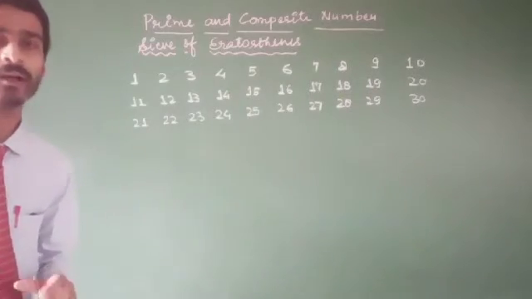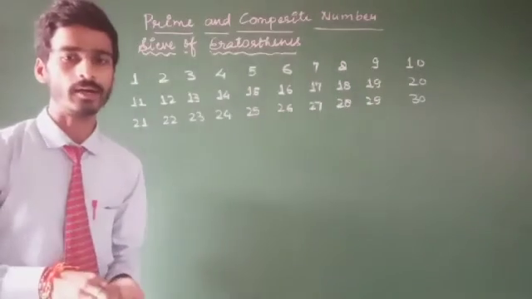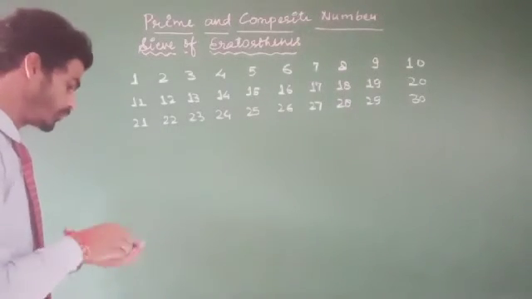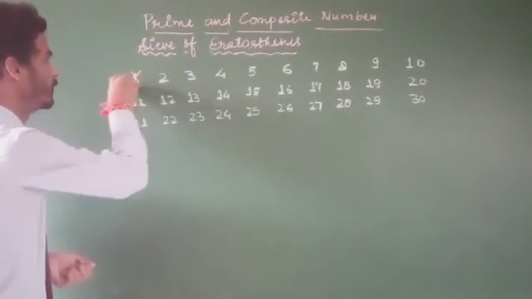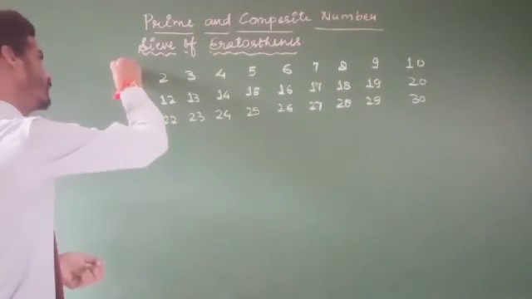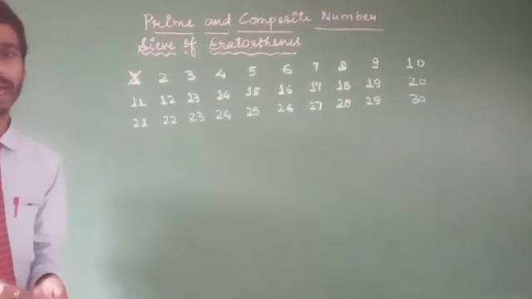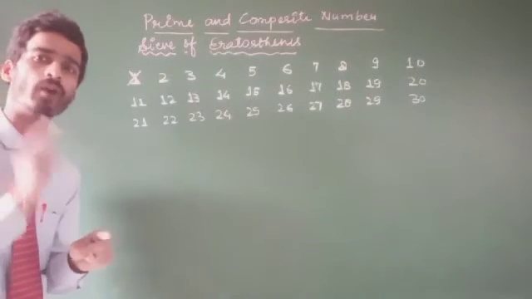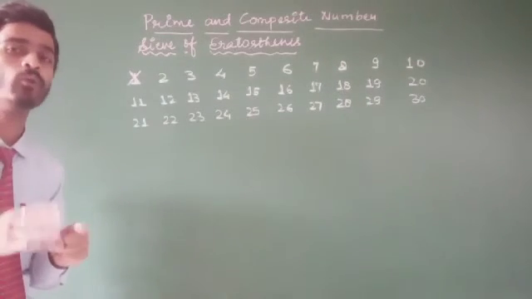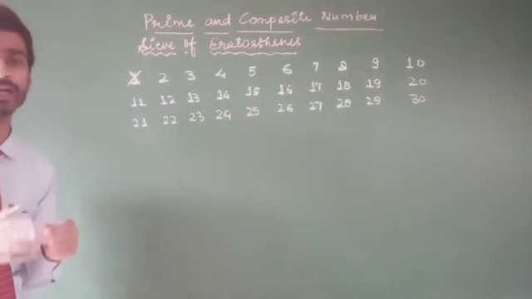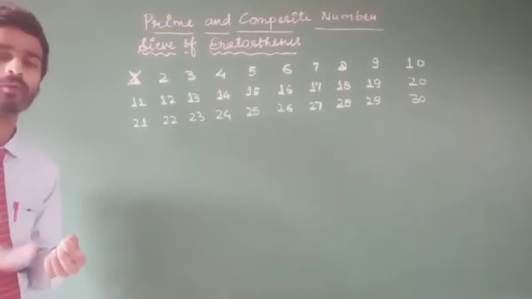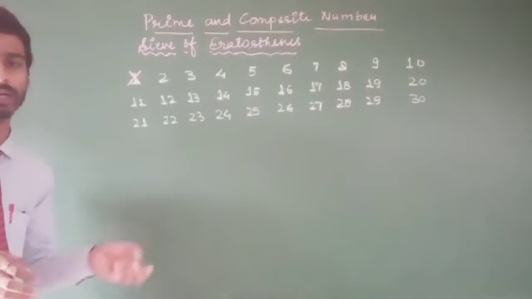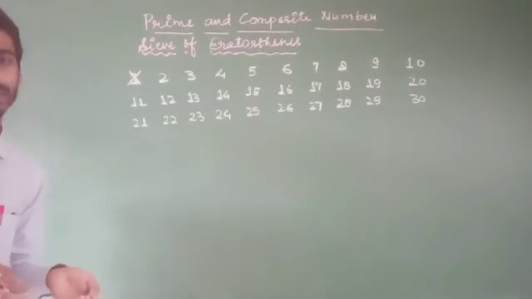The steps are the following. Firstly, cross out 1, as 1 is not a prime number. Because 1 has only one factor, we can't say that 1 is a prime number. 1 is neither prime nor composite. So cross out 1.